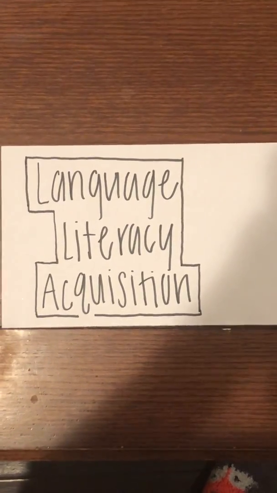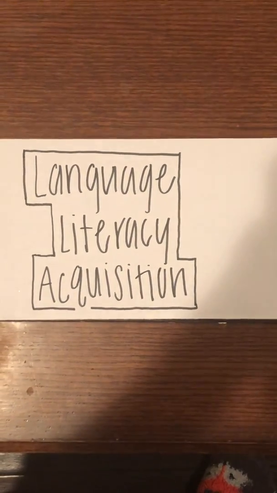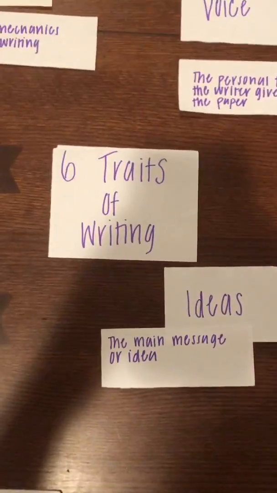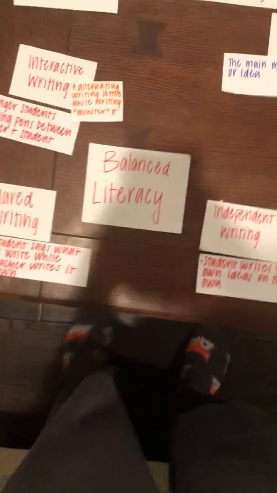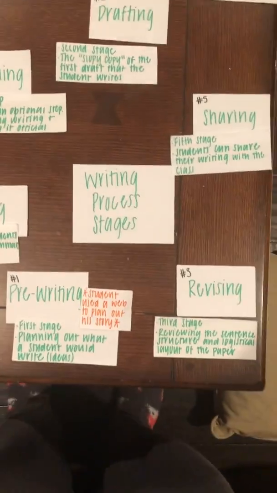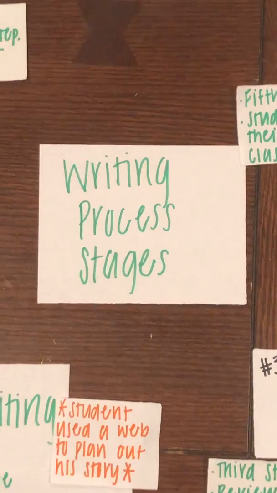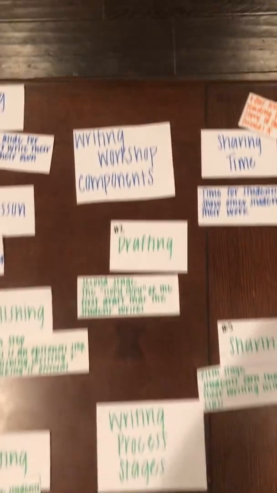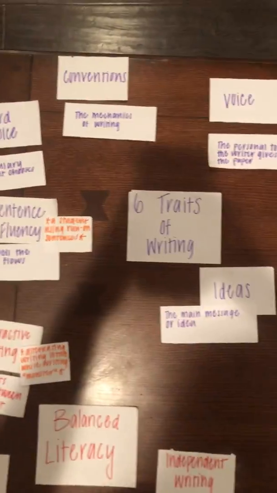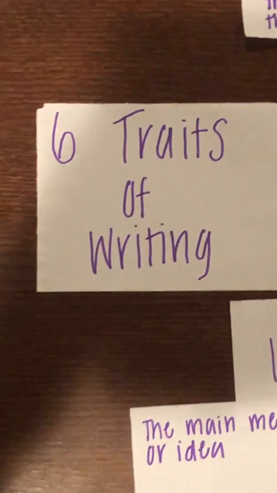Today I'll be going over 4 major concepts that we talked about in language literacy acquisition: 6 traits of writing in purple, balanced literacy in red, the writing process stages in green, and writing workshop components in blue. We're going to start with the 6 traits of writing.